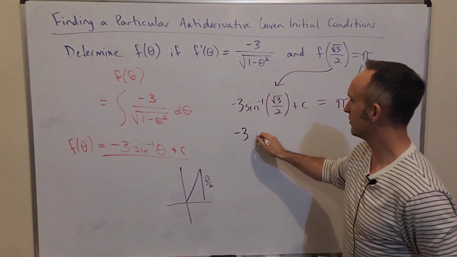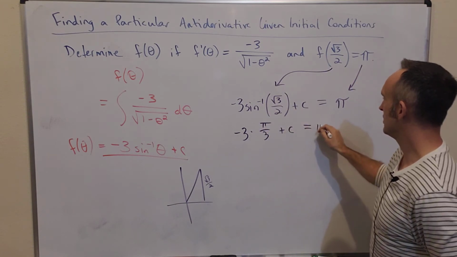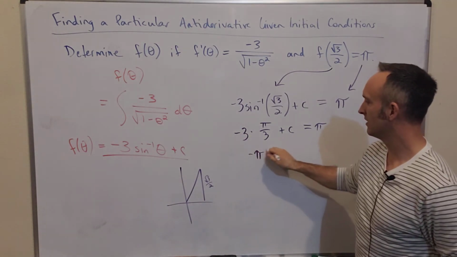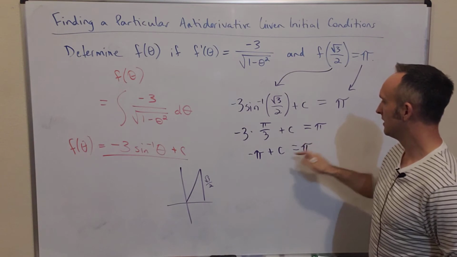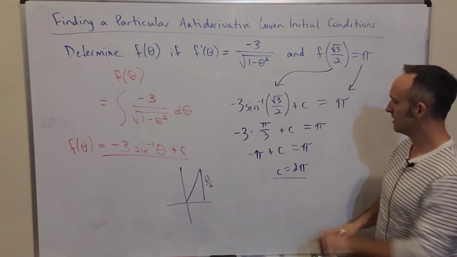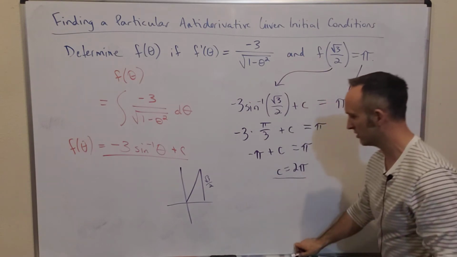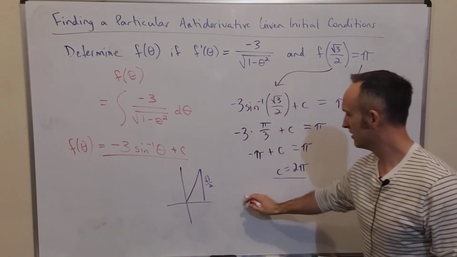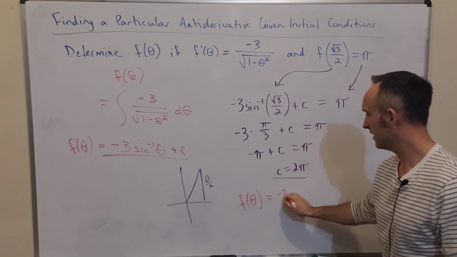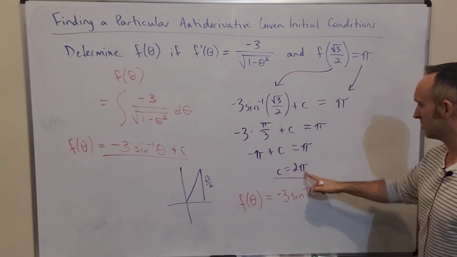So this turns into -3 times pi over 3 plus c equals pi. And simplifying this, I get -pi plus c equals pi. And then adding pi over tells me that c is 2 pi. So now I know the particular constant in this general antiderivative that satisfies these conditions. So my final answer is that f of theta, the function we're looking for, is that guy, -3 times the sine inverse of theta, plus the constant 2 pi.